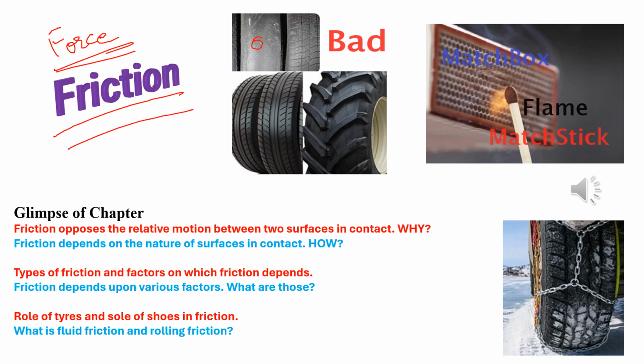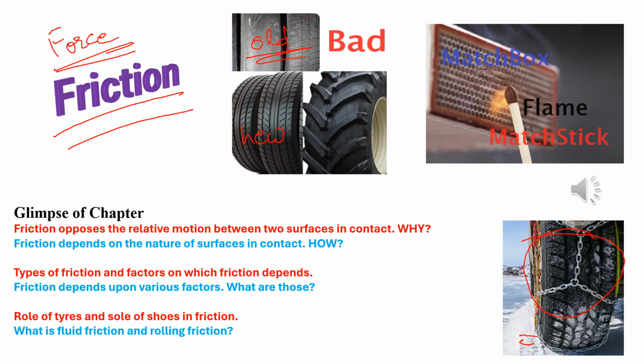These are old, or you can say bad tires. These are new, good tires, and these are the chains used by car drivers when they are driving their cars on icy roads. So this is ice, and this chain gives the required friction, otherwise the car will start slipping. So all these aspects we are going to study in this chapter.